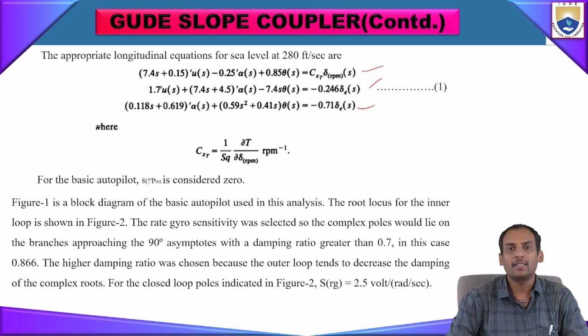A higher damping ratio will be attained, because the outer loop tends to decrease the damping of the complex roots. For the closed loop poles indicated in the autopilot, SRG means the rate gyro values.